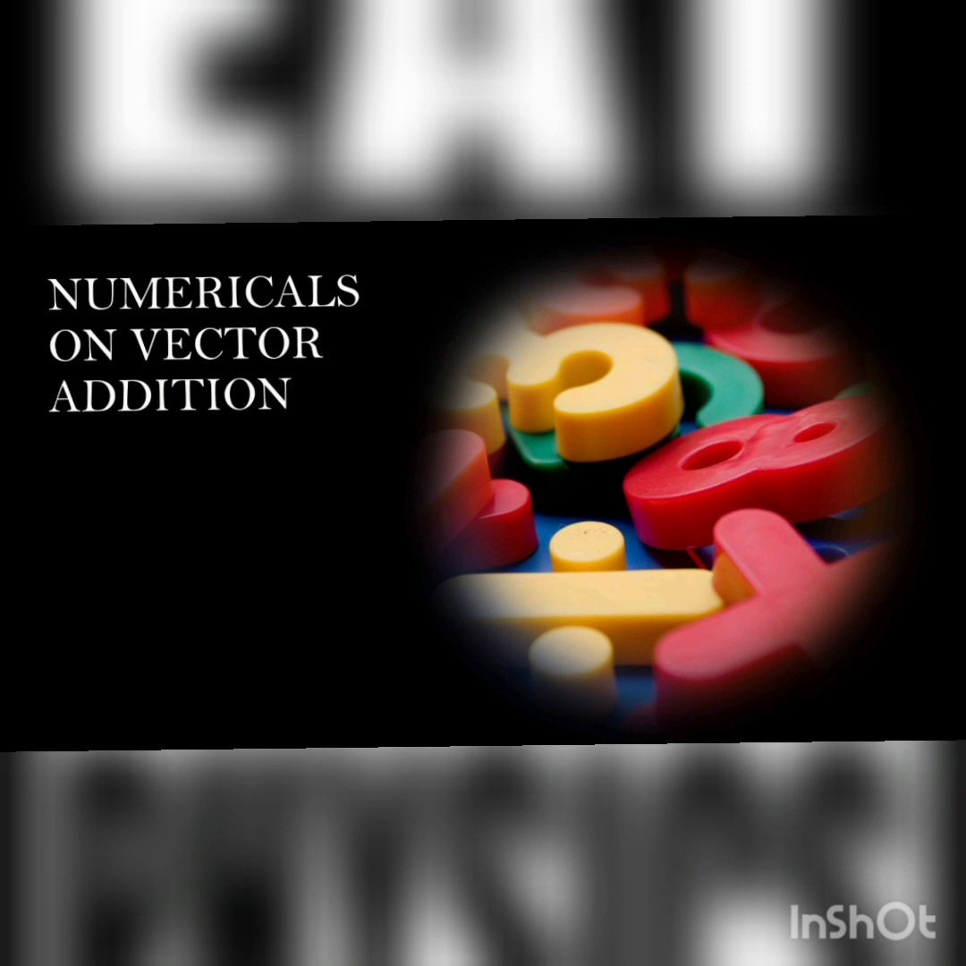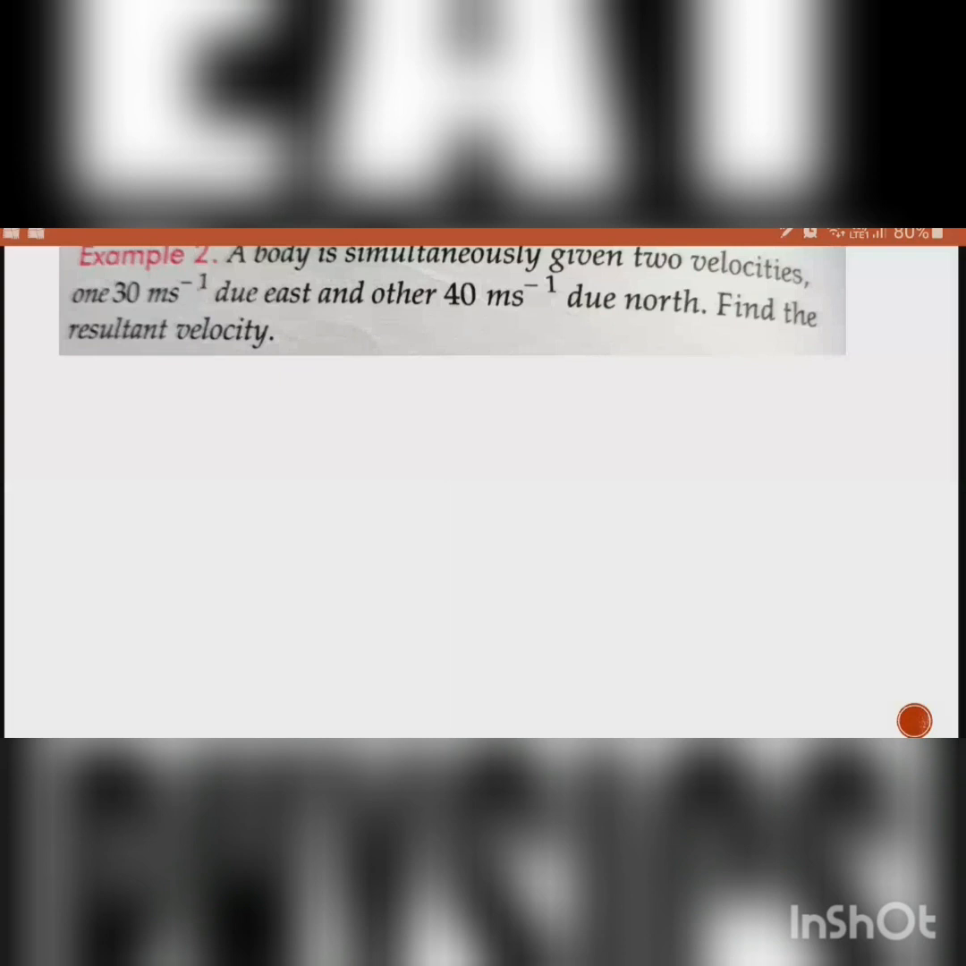A body is simultaneously given two velocities. One which is 30 meter per second due east, and the other 40 meter per second due north. Fine. So now you have to find out the resultant velocity.